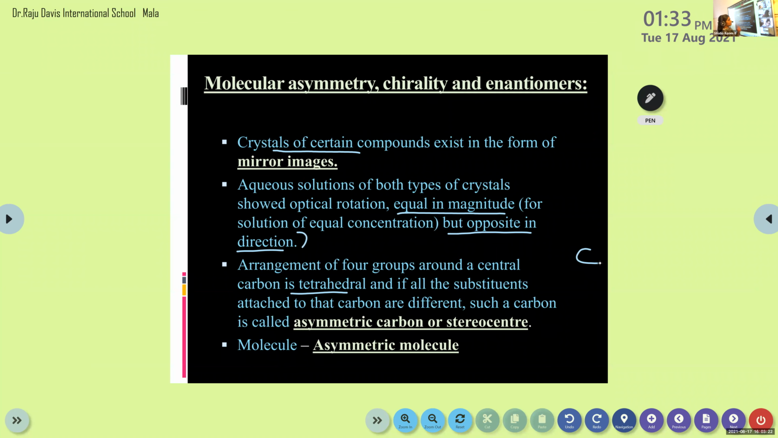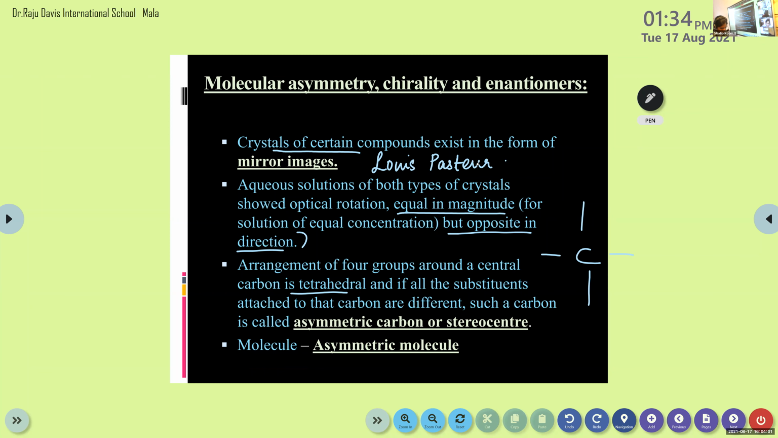If you look at the example of carbon, you know that the valency of carbon is 4, right? So we can arrange 4 substituents around the carbon atom. If all the substituents attached to that carbon are different, such a carbon is called an asymmetric carbon or stereo center. This observation that crystals of certain compounds exist in the form of mirror images was according to the study of Louis Pasteur.